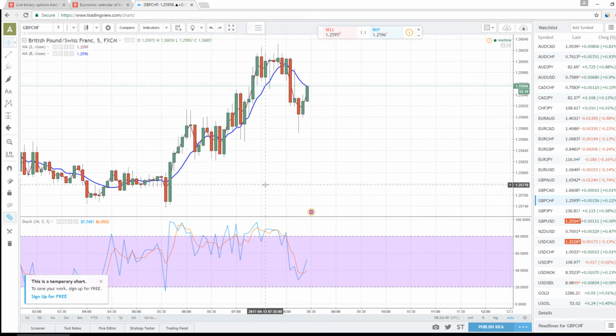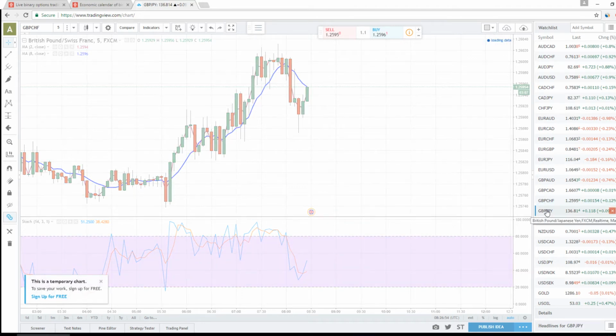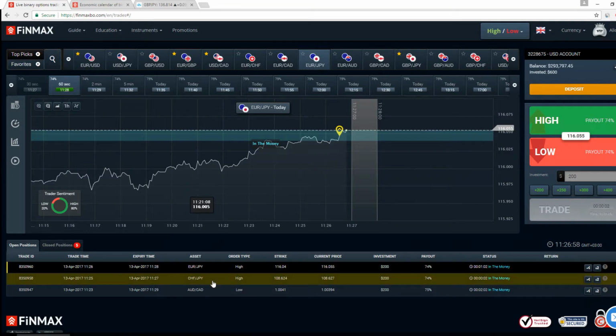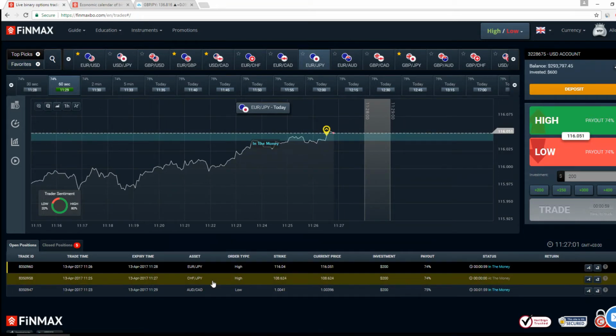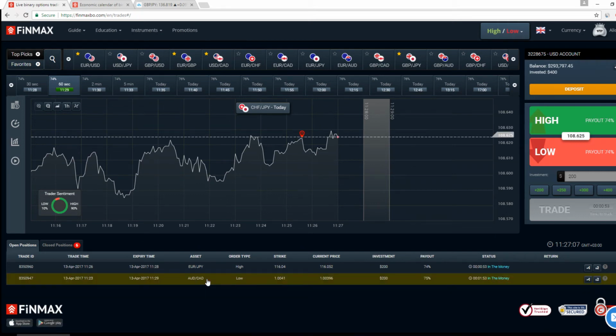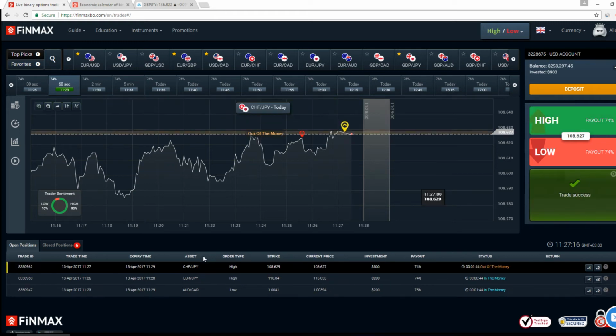And probably I will enter for some British pound. Okay, this one, CHF, some red. I will enter for the next circle. Let's do it. Okay.